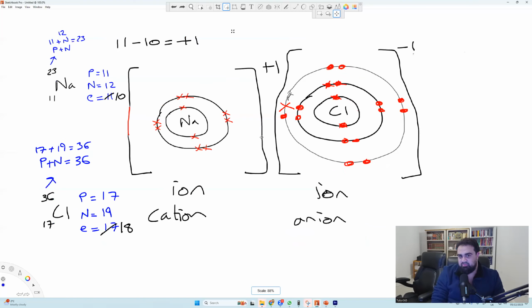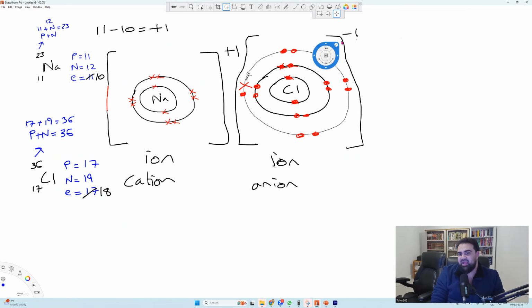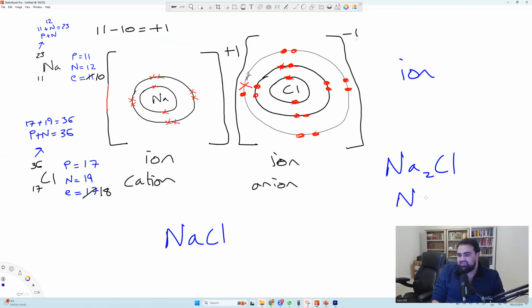Real quick, simple question, Rachel. What is an ion? An ion is a charged particle. Well done. An ion is a charged particle. So when we're writing out the chemical formula for sodium chloride, it's NaCl. Question, Rachel, why is it not Na2Cl? Why is it not NaCl2? Because the charges always need to balance out.